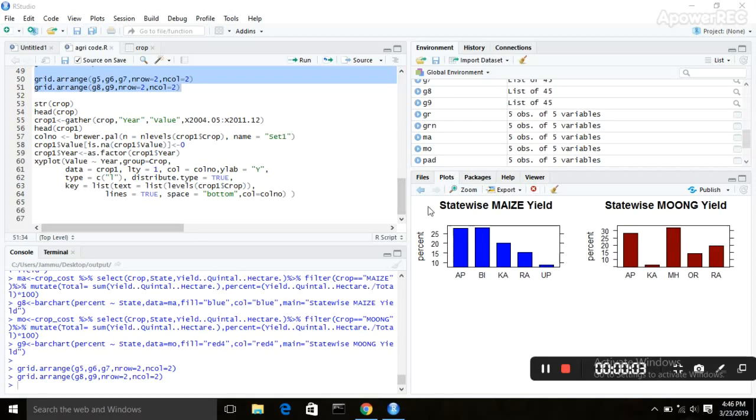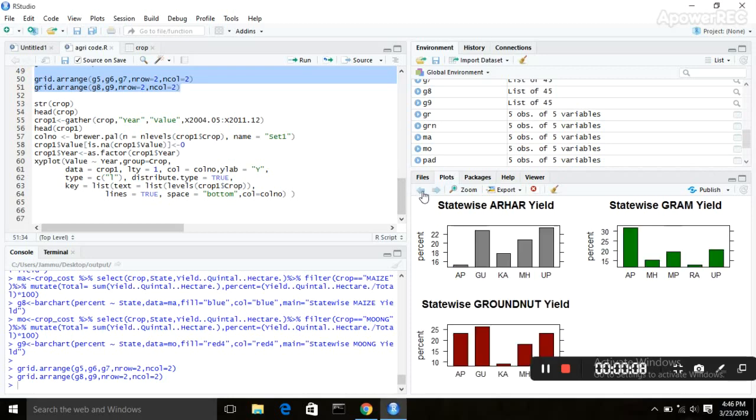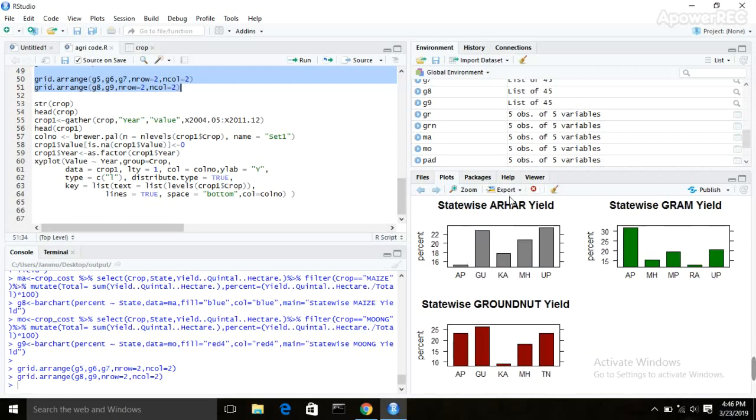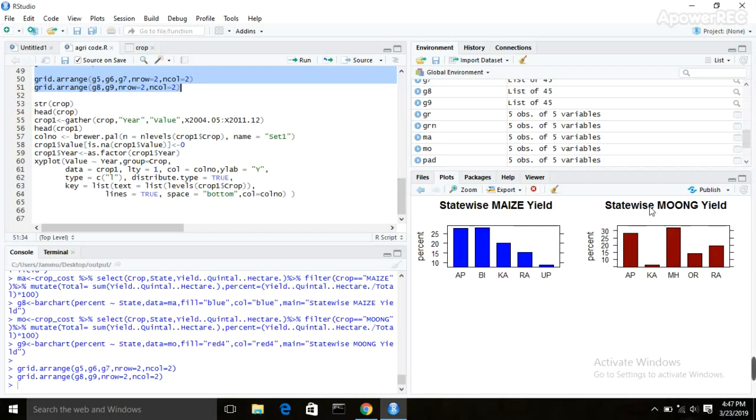On this side there is state-wise maize, on that side moong yield. Below, see, state-wise arhar yield, gram, etc., and sugarcane, cotton, paddy, wheat. So this is why I arranged it in a grid: it is visually easy, easily understandable, and very flexible. This is very important for state-wise crop production in India. And see, in the environment history all the crops have been loaded. So now these productions are available.